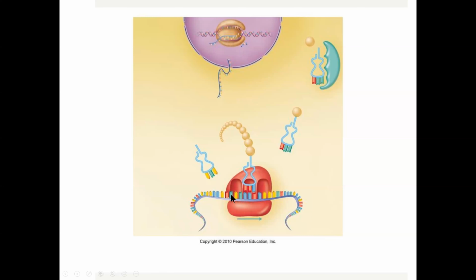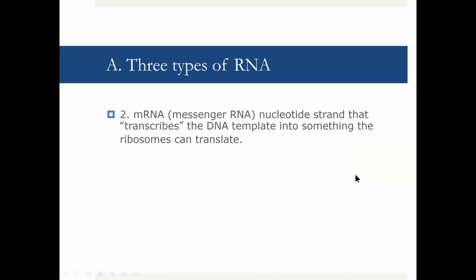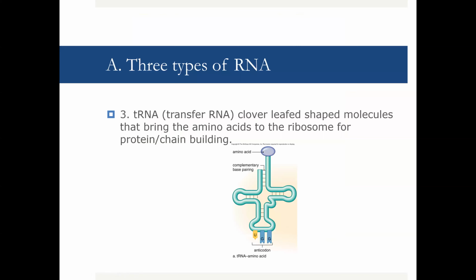It's being translated in the ribosome. Remember, it was transcribed in the DNA. It's transcribed in the nucleus. Now it's been translated. What does this code mean down here? What does this code mean here? It's being translated, and that translation results in transfer RNA bringing in individual amino acids that develop a lengthening protein chain. 3 types of RNA: messenger RNA, a nucleotide strand that transcribes the DNA template into something that the ribosome can translate. And we saw that.